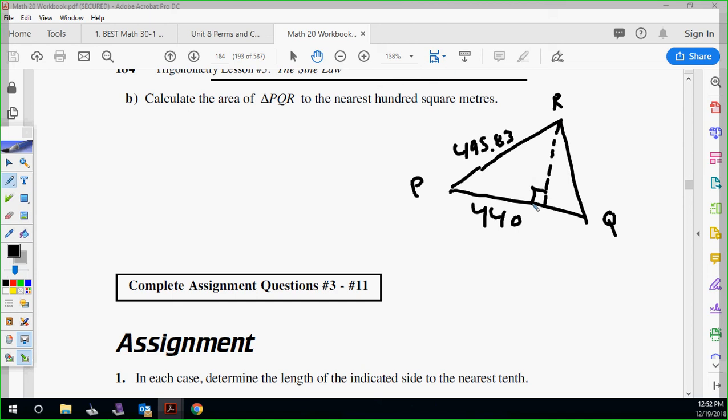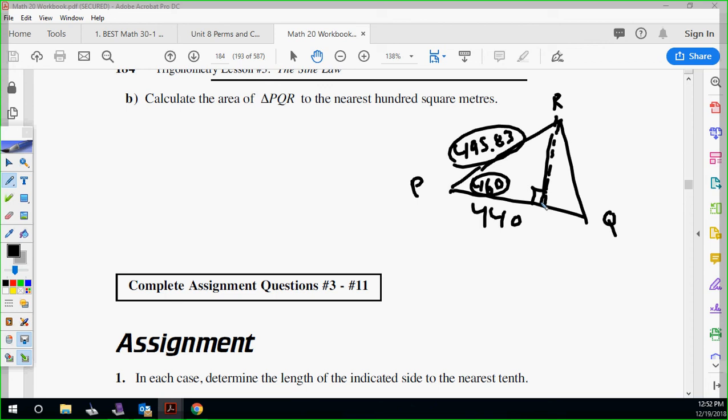Now we can just do SOHCAHTOA, using all of your stuff together. You're saying, I don't know how much of 440's gone. Doesn't matter, because we know this angle measure right here. This angle was 46, right? So you have 2 of 3 of that right triangle. We need the height, and the height has to be perpendicular to the base. That's why it's 90.